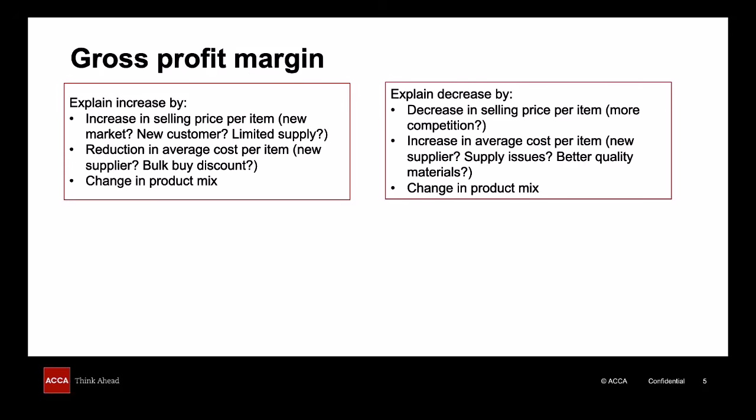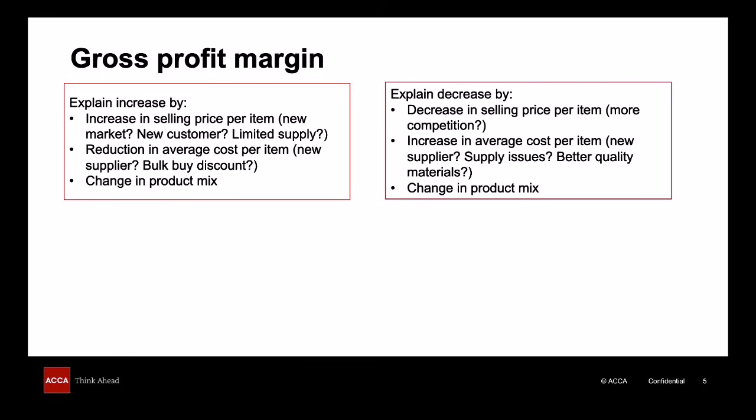So there might be more competition pushing prices down. There could be a new supplier charging higher costs for raw materials, possibly some supply issues, again, the whole idea of supply and demand. It could be that our company is now buying better quality materials so that it doesn't have as many returns.